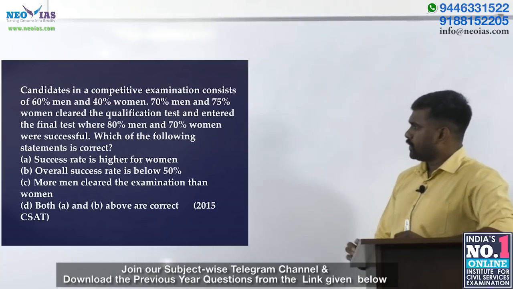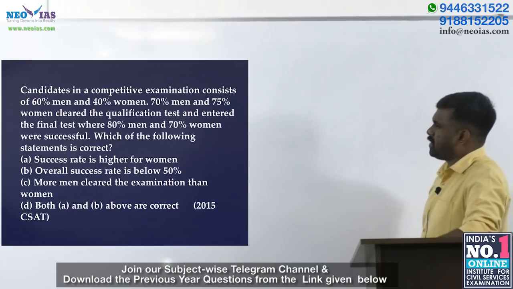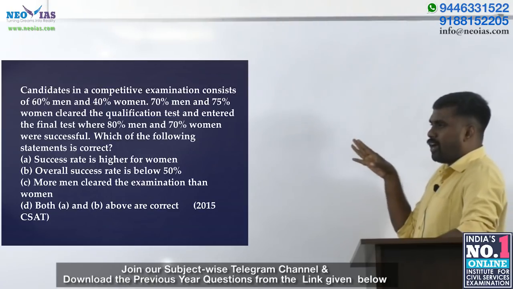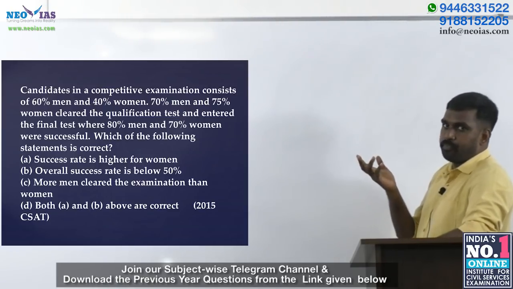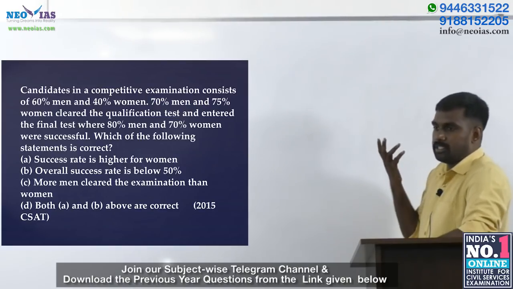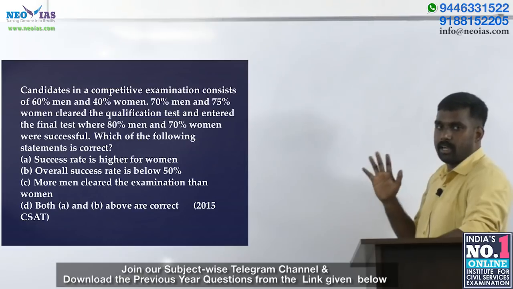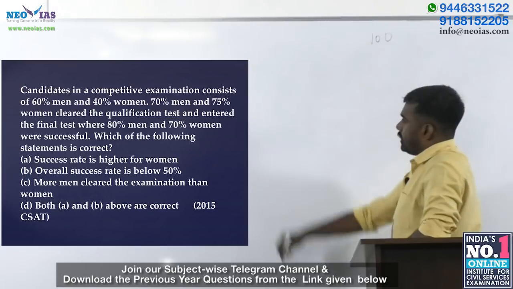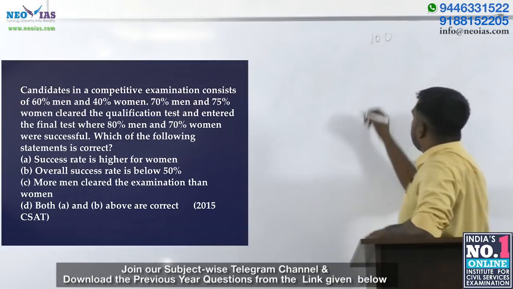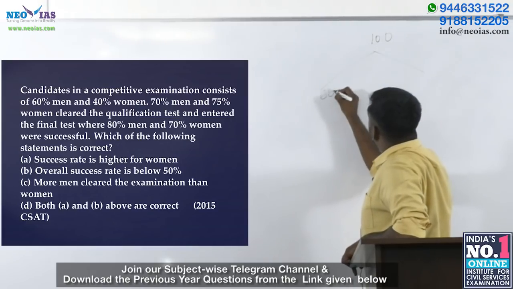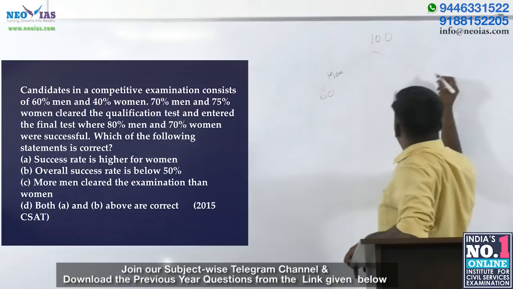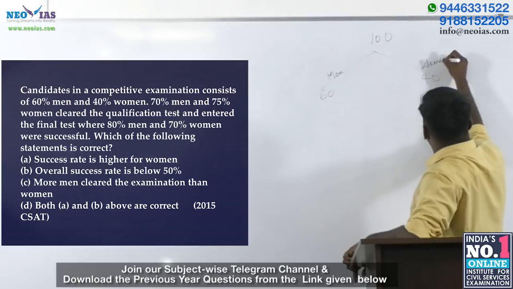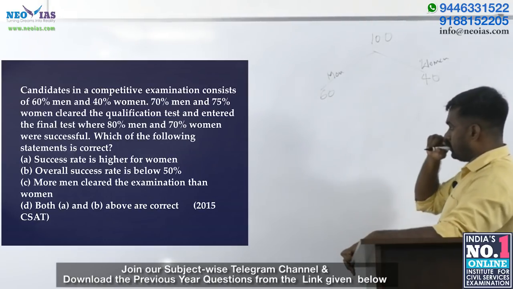Right. Next one. Candidates in a competitive examination consist of 60% men. Here also, the same concept, no such values are given. The UPSC pattern is that we just have to understand and interpret the question. They are not asking us to solve it in a much calculative manner. We have to understand the basic concepts. That is what they mean. So here also we are assuming that 100 is the number of candidates, consisting of 60% men. 60 are men, and so obviously 40 are women, right? 60 are men and 40 are women.